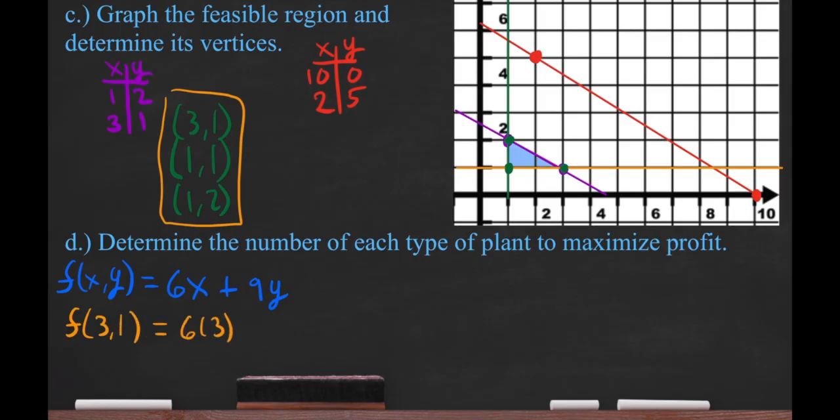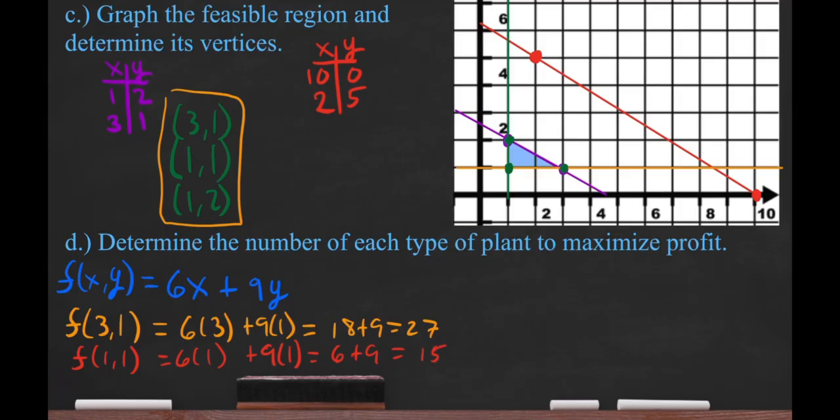f of 3 comma 1 equaling 6 times 3 plus 9 times 1, which is 18 plus 9, which gives us 27. Doing f of 1 comma 1, we end up with 6 times 1 plus 9 times 1, which gives us 6 plus 9, which gives us 15. And lastly, if we do f of 1 comma 2, we have 6 times 1 plus 9 times 2, which equals 6 plus 18, and that gives us 24. So what is our maximum profit? 27.